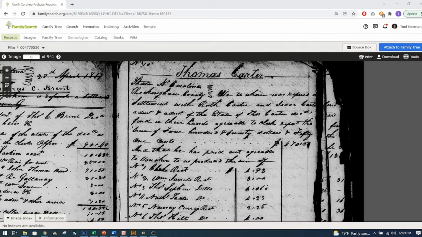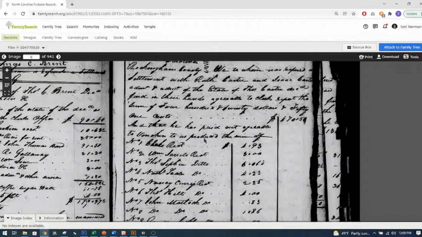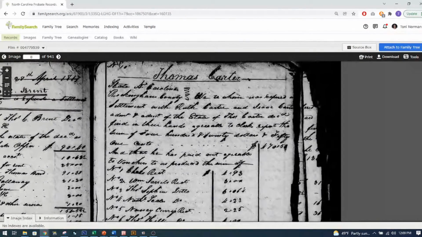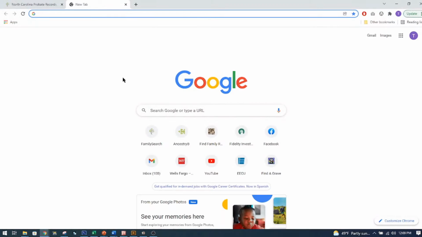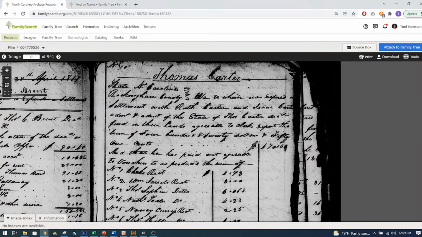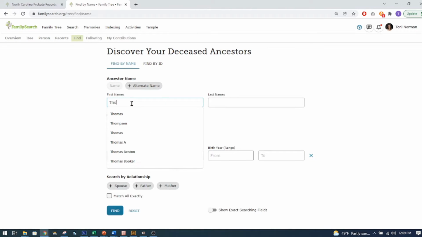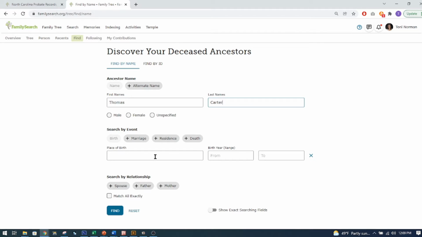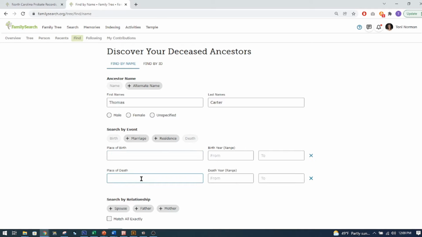Let me quickly look here. I should have pulled this up beforehand, but I did look up some of these, and it seems like I might have looked that one up. I don't see it. So let me just pull up a new tab and show you what I do. When I've got somebody that the name looks familiar and I don't know if I'm related, but it might be a family name, I go to Family Search and I do Find. We go back, and this was for Thomas Carter. So Thomas Carter, and I'm going to say death was in Rockingham, North Carolina.